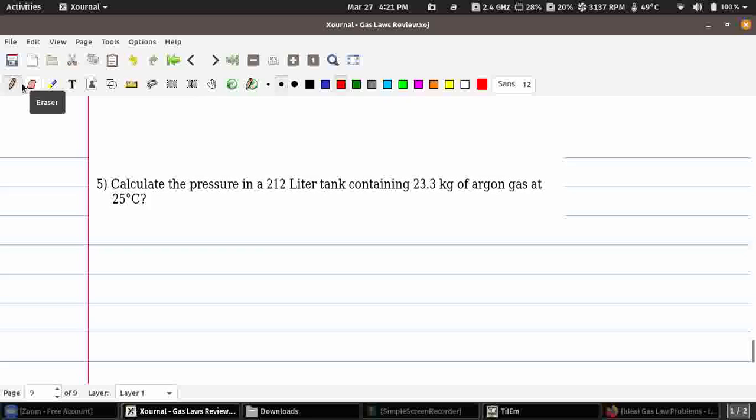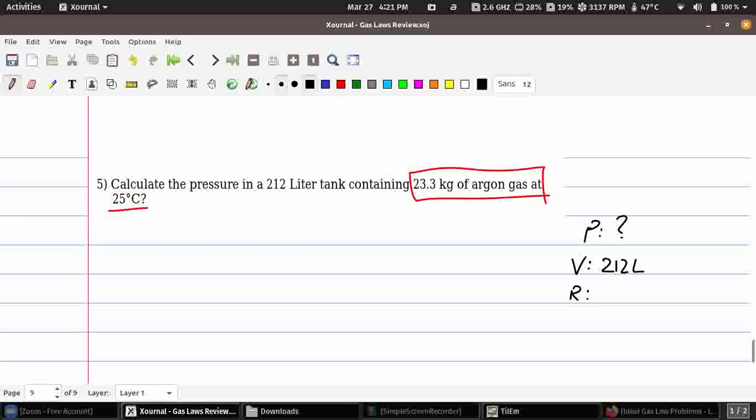All right. So let's label everything that we have. So we're going to have to convert this and this to moles. This one's going to be a 2-step conversion right here. All right. 25 degrees Celsius. Let's do what we have first. We have volume. So we have 212 liters. We don't have pressure because we're calculating the pressure. So pressure is our unknown. We have R is 0.0821 liters times atmospheres over moles times kelvins.